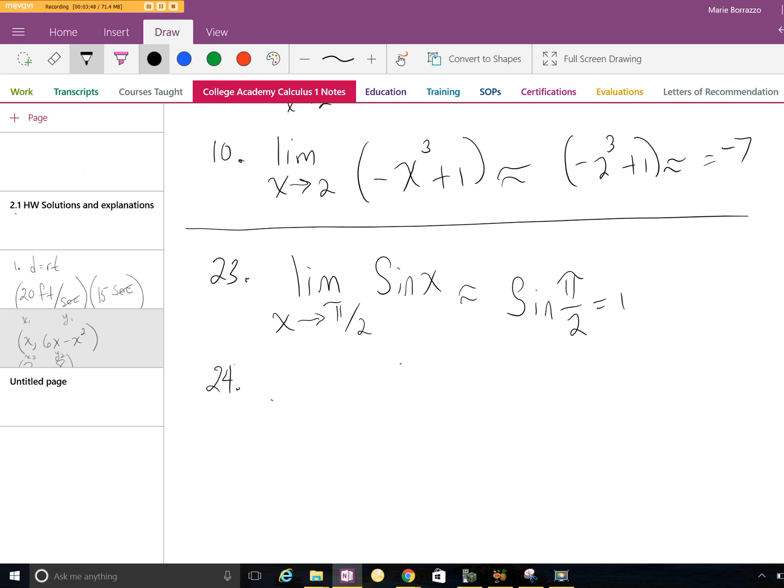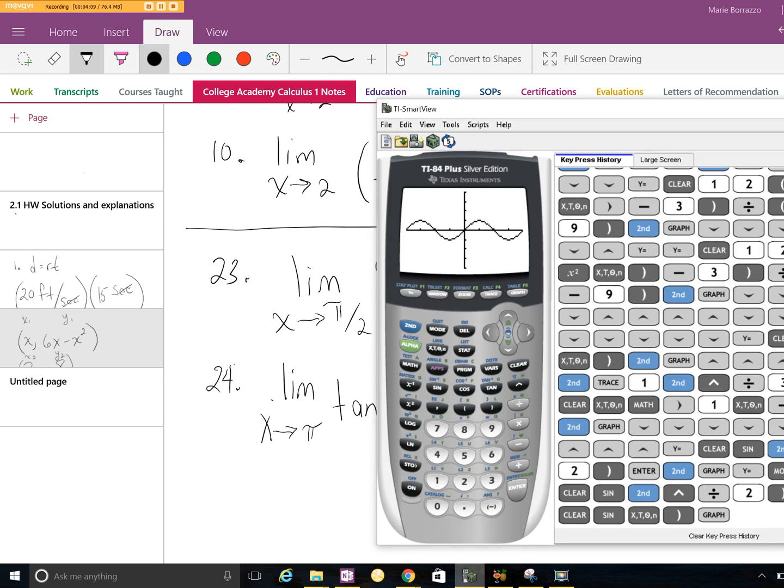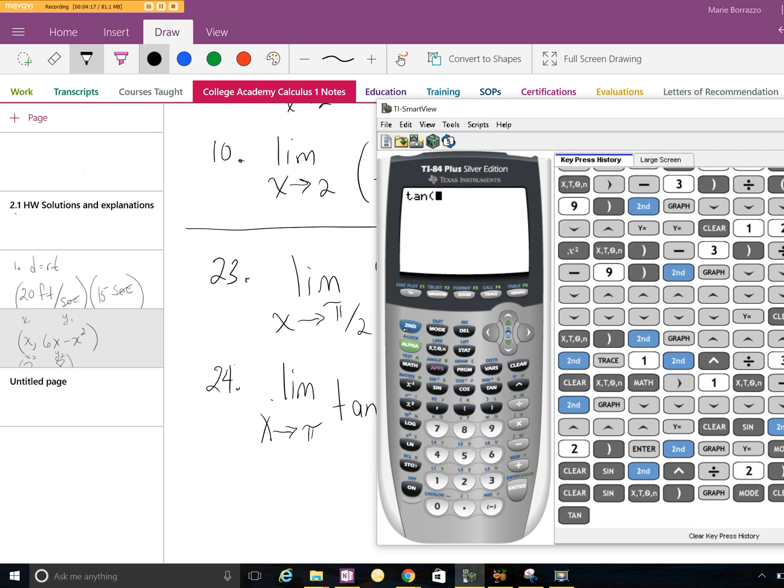The limit as x approaches pi, and they're giving you the function tan x. And again, straight substitution. So this will give us tan pi, and that value should be 0. And let's prove it with the calculator. Let's go back to the general part of the calculator. So we're going to do tan second pi, and there you go. Alright, so these are really not that bad.